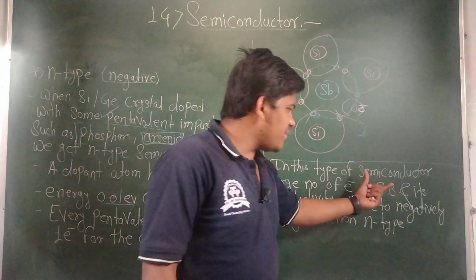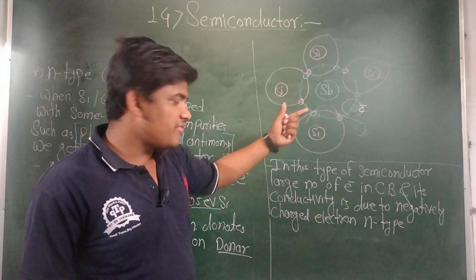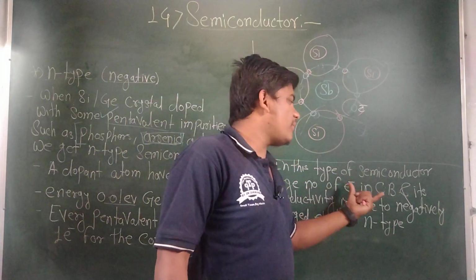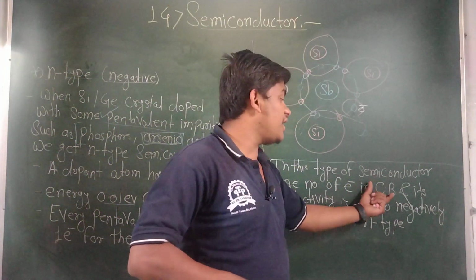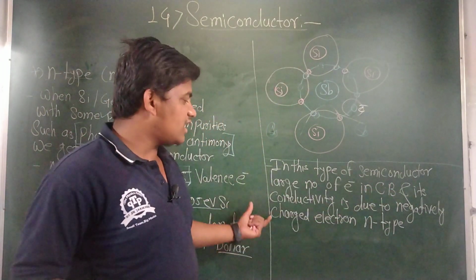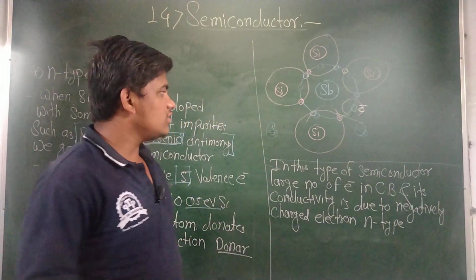And in this type of semiconductor, in the n type of semiconductor, a large number of electrons will be available in the conduction band and its conductivity is due to negatively charged electrons.